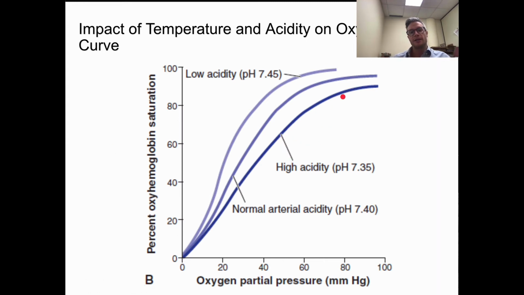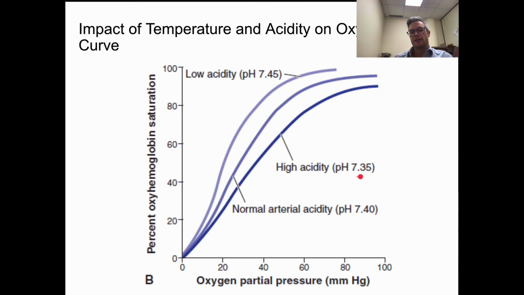Well, we might expect that our blood becomes more acidic, right? So let's see. So here we have our normal arterial acidity. So this is kind of our baseline, our oxyhemoglobin dissociation curve. But what if things get more acidic? So we notice the number gets smaller. That means more acidity, right?